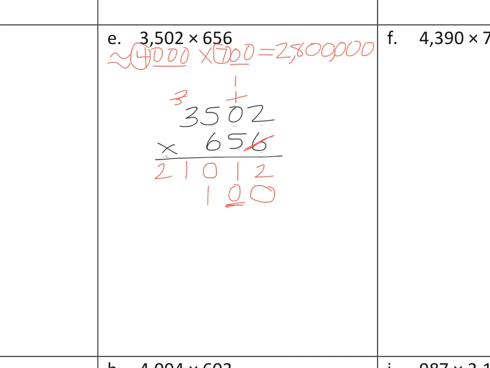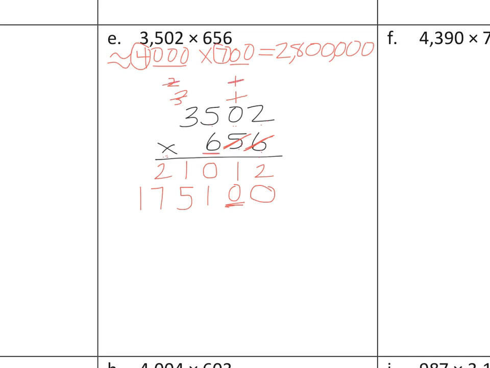5 times 5 is 25, so put down your 5 in the thousands, and then the 2 above the 3 that you crossed off. 5 times 3 is 15, plus 2 more is 17. And so now I'm going to go ahead and cross off the tens, cross off the numbers up on top.